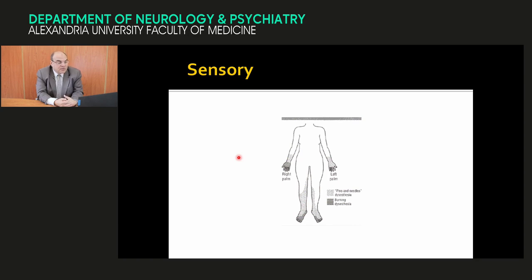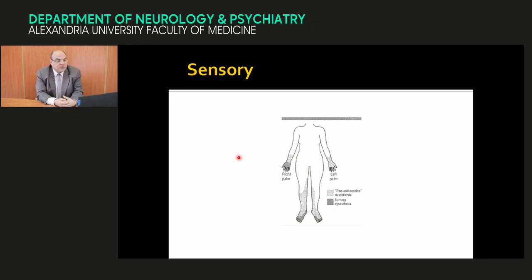Objectively, there is loss of pain and temperature in the distribution of glove and stocking. By glove and stocking, we mean that it has to be symmetrical and bilateral: right side exactly like left side, medial aspect exactly like the lateral aspect. There may also be affection of deep sensation, the sense of joint sensation and sense of position, so there may be a sensory ataxia.